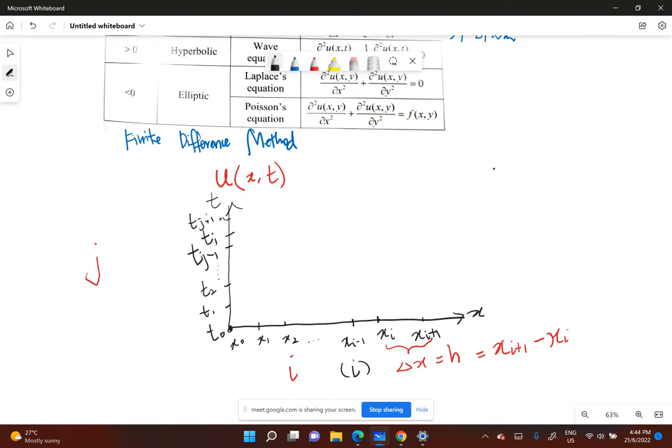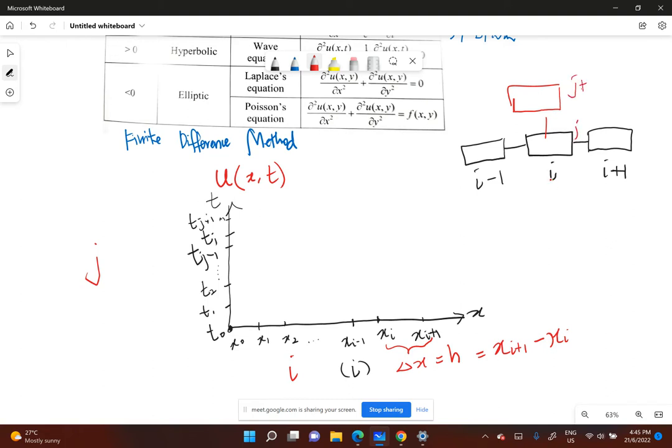Boleh tak? Saya lukis macam ni. Katakanlah this one kan, yang ni adalah i. Ini i minus 1. Yang ni i plus 1, untuk x. Lepas tu kalau untuk y, kalau ni, this is j. Yang ni j plus 1. And kat sini adalah j minus 1. Boleh?